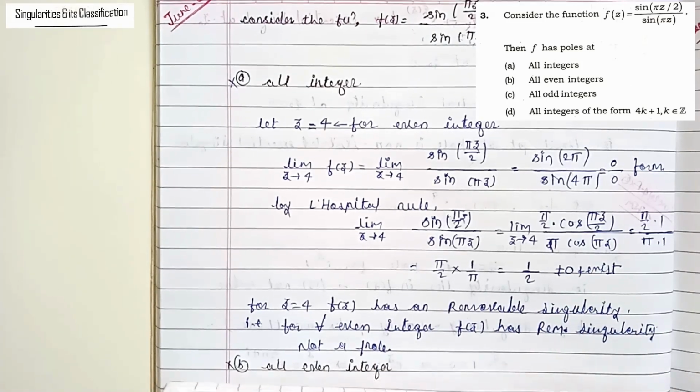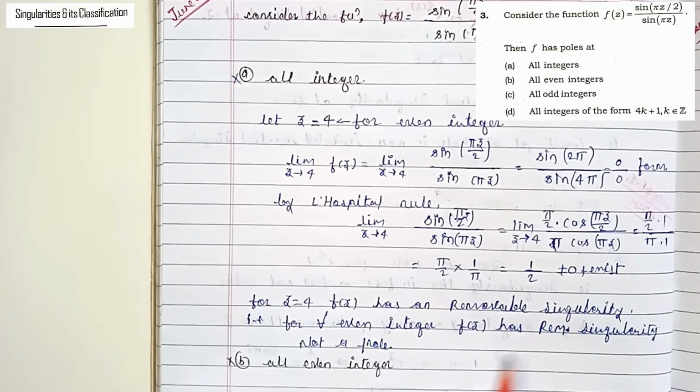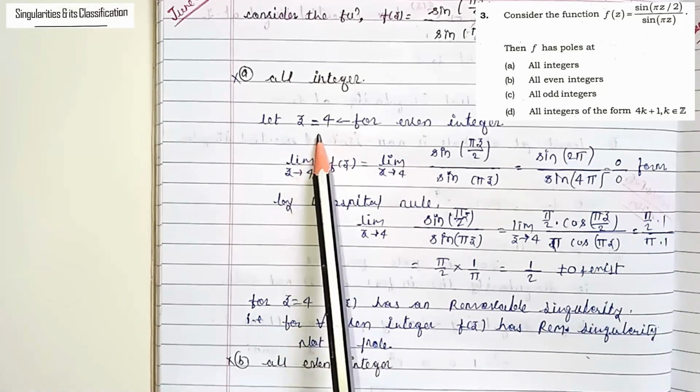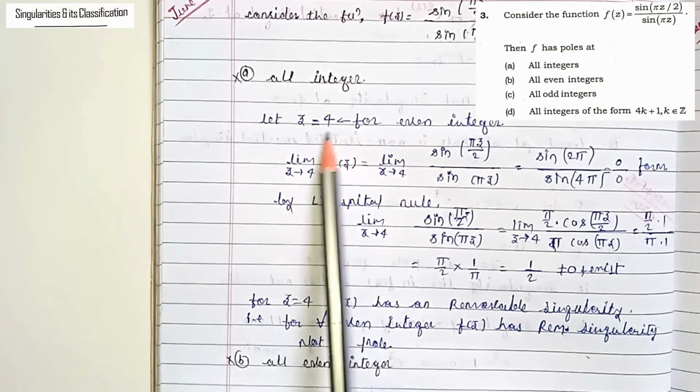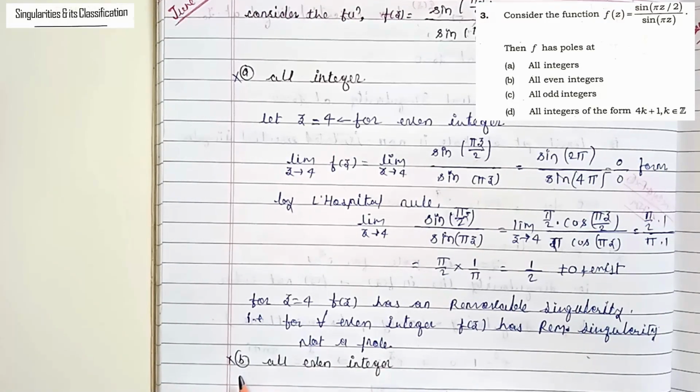Okay, so now we can see the next option says that for all even integers, f has a pole. But for the even integer z is equal to 4, I got the removable singularity. So for all even integers it is not possible. Okay, so option B is also wrong here.